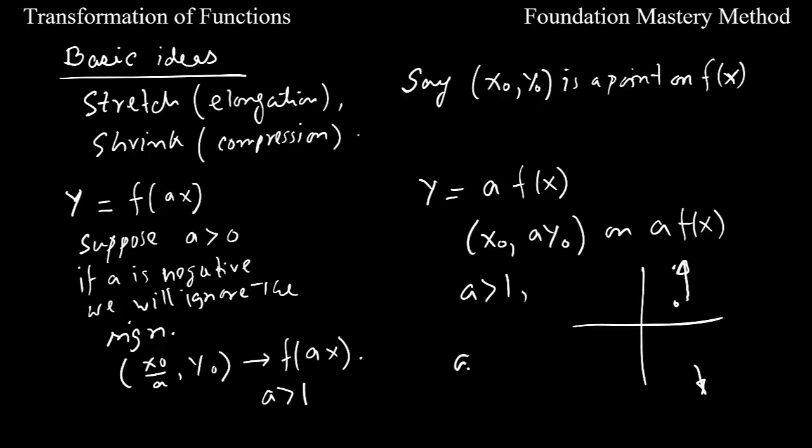But if your a is less than 1, and you have (x naught, y naught), then it will be (x naught, a y naught). If my a is a smaller number, when I multiply with y naught, that will be smaller. So then this point will move here and this point will move here. So that means it is going this way. It is going this way. So it is vertically shrunk by a factor of a.